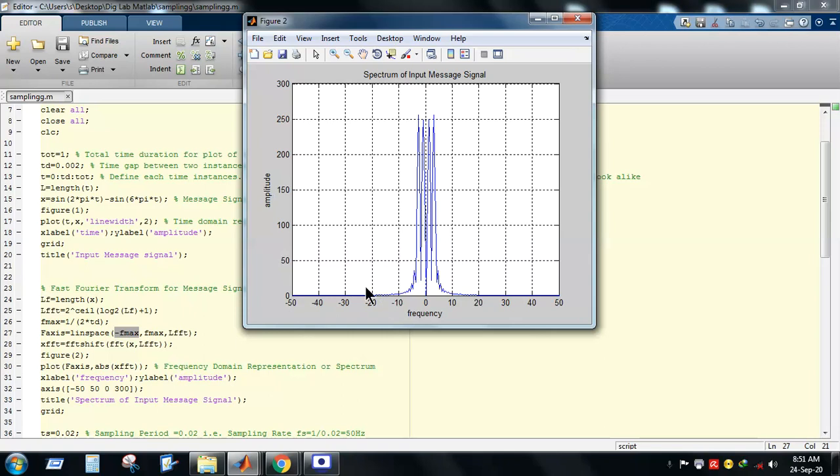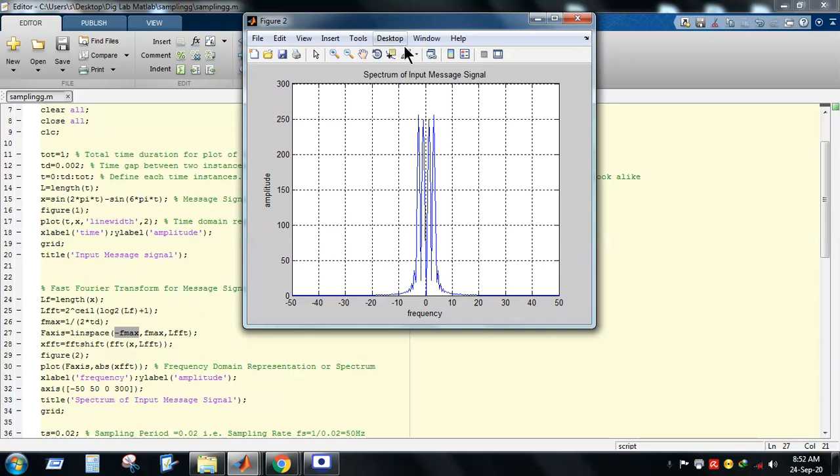Here it is very interesting to find that although the message signal consists of 1 hertz and 3 hertz sinusoids, which means the maximum bandwidth of the message signal should be 3 hertz, you can see that the spectrum does not remain within 3 hertz.